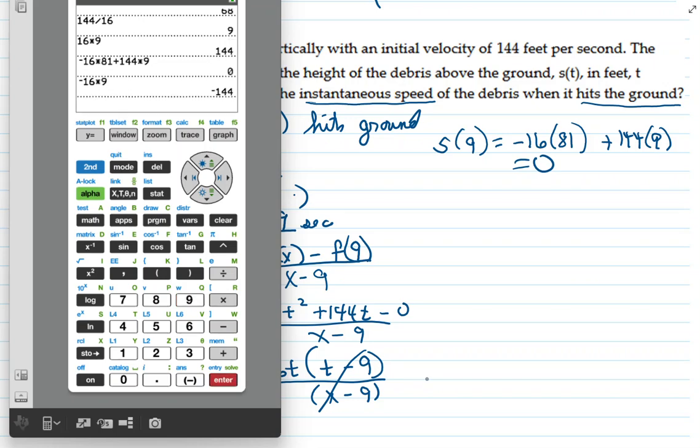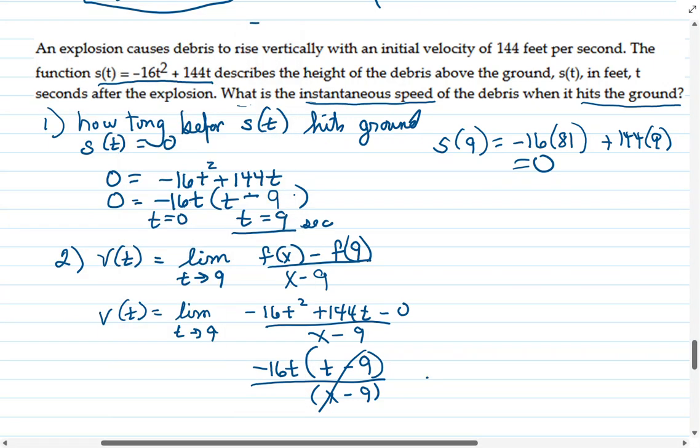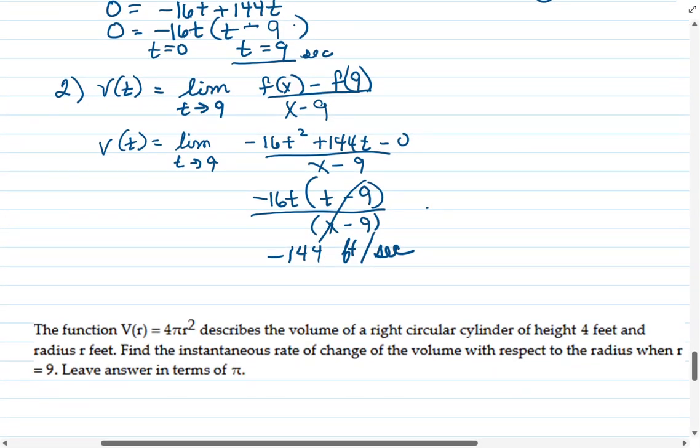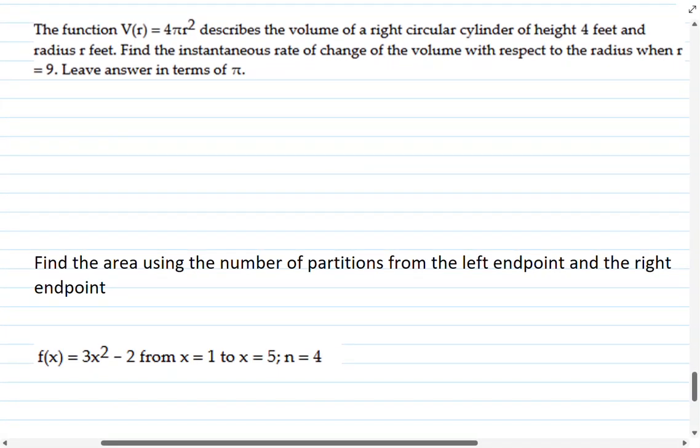And we have a negative 144. It's at the time that it met. Okay, and that's the velocity. The speed is the absolute value of it, so it would be 144. But I'll take the negative. That gets into Cal 1.